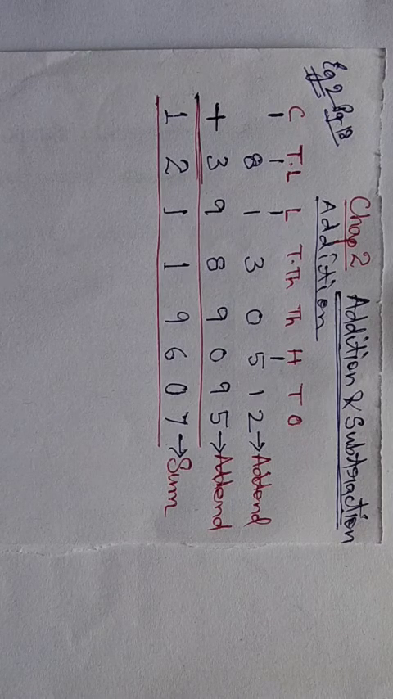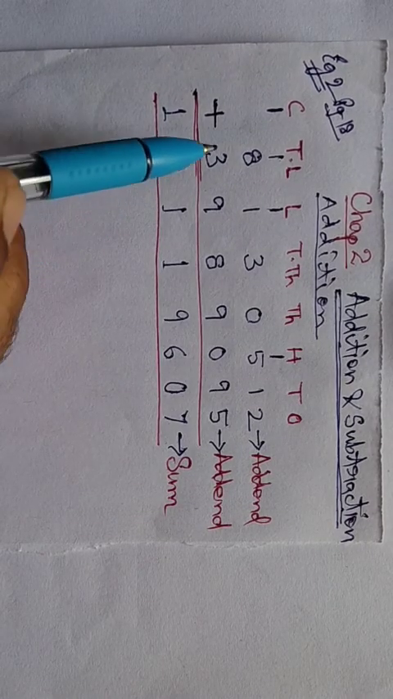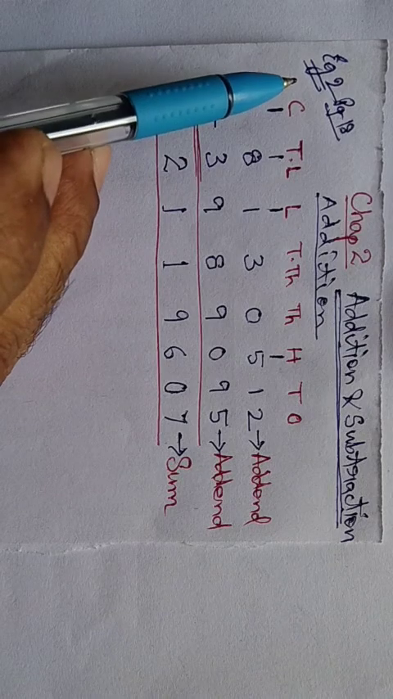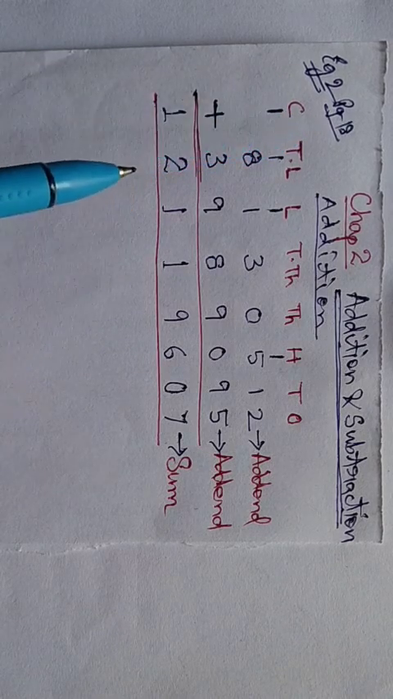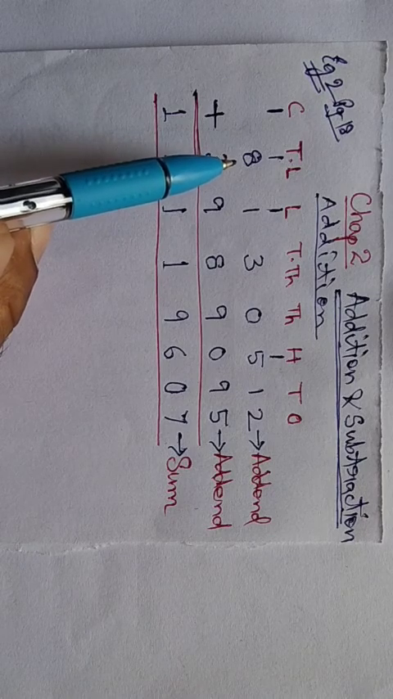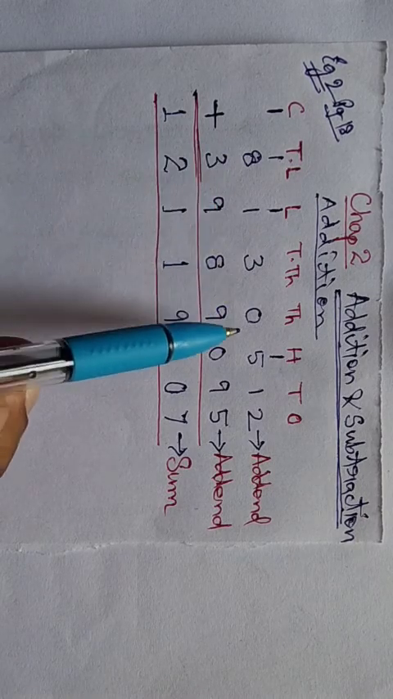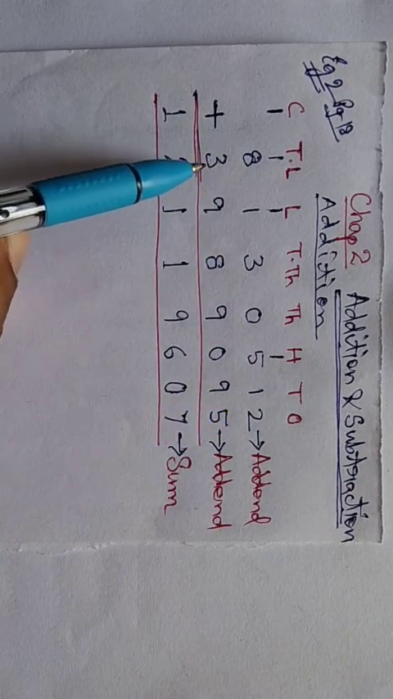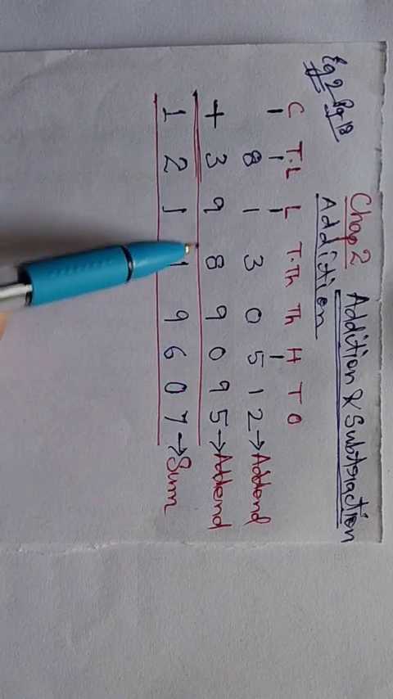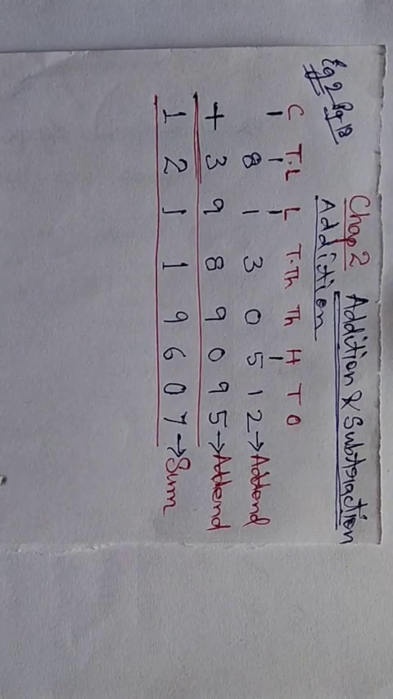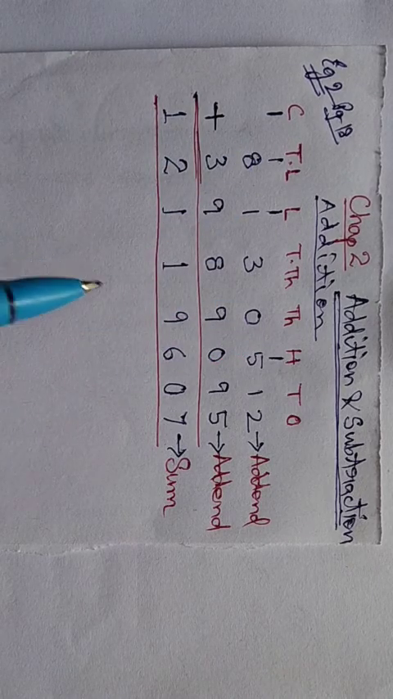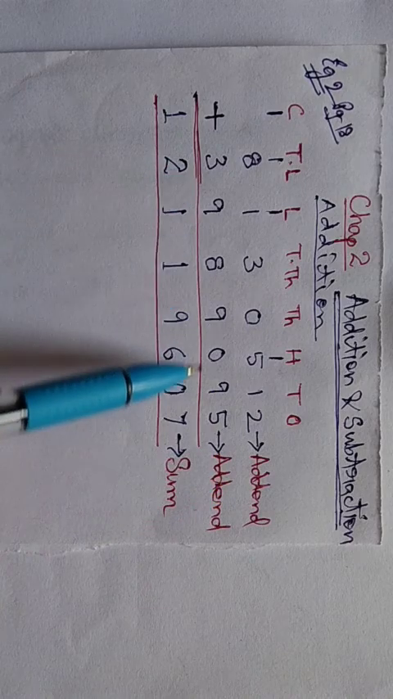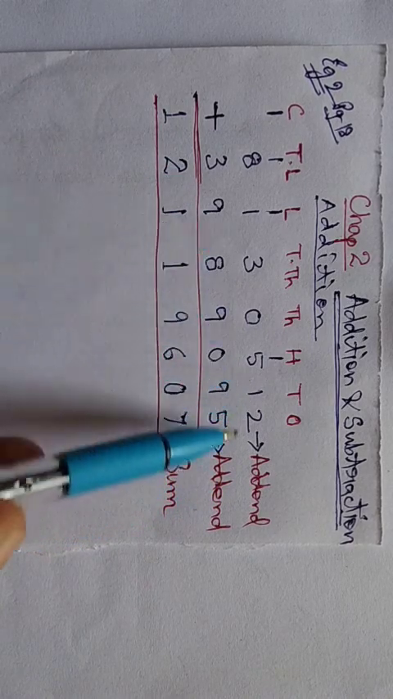You also know that numbers to be added are called addends and the result obtained is called the sum. Let's see one example. If you see example 2 given on page number 18 of your book, there are two numbers to be added. The first number is 81305112. Write the first number and write the second number just below it, that is 3989095, according to place value. These two numbers are called addends.